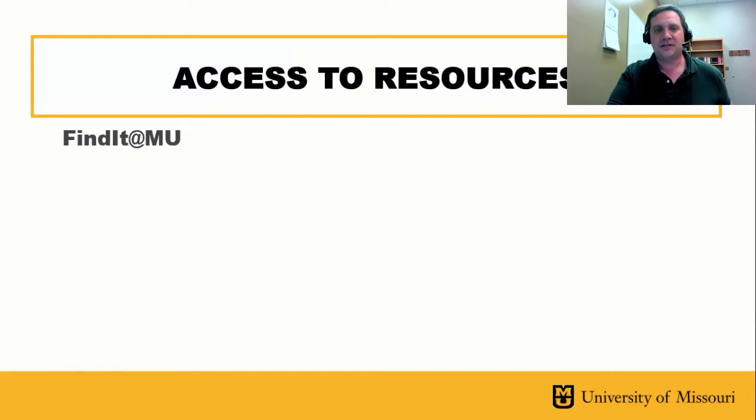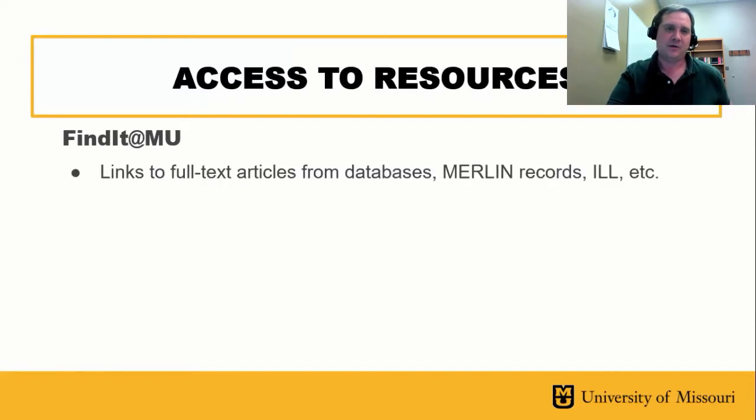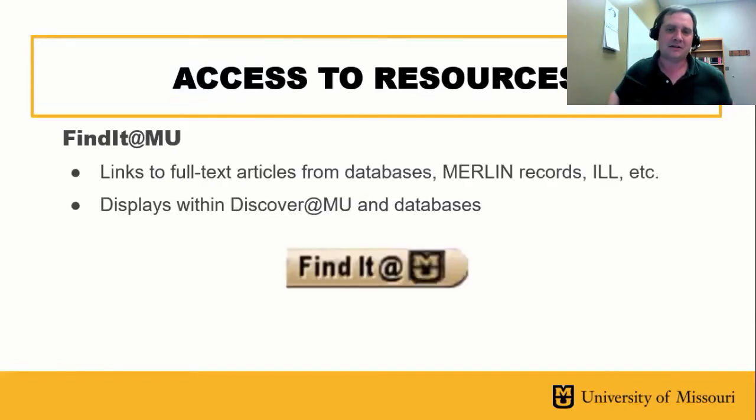As you use databases and Discover at MU, you're going to find a button that looks like this, a gold button that's a little bit grainy and blown up, but you'll see a gold button that says Find It at MU. Find It at MU is basically the way that we link to full text articles from databases, from our Merlin records, and so on. And it's going to display within Discover at MU, and it's going to display in our databases.